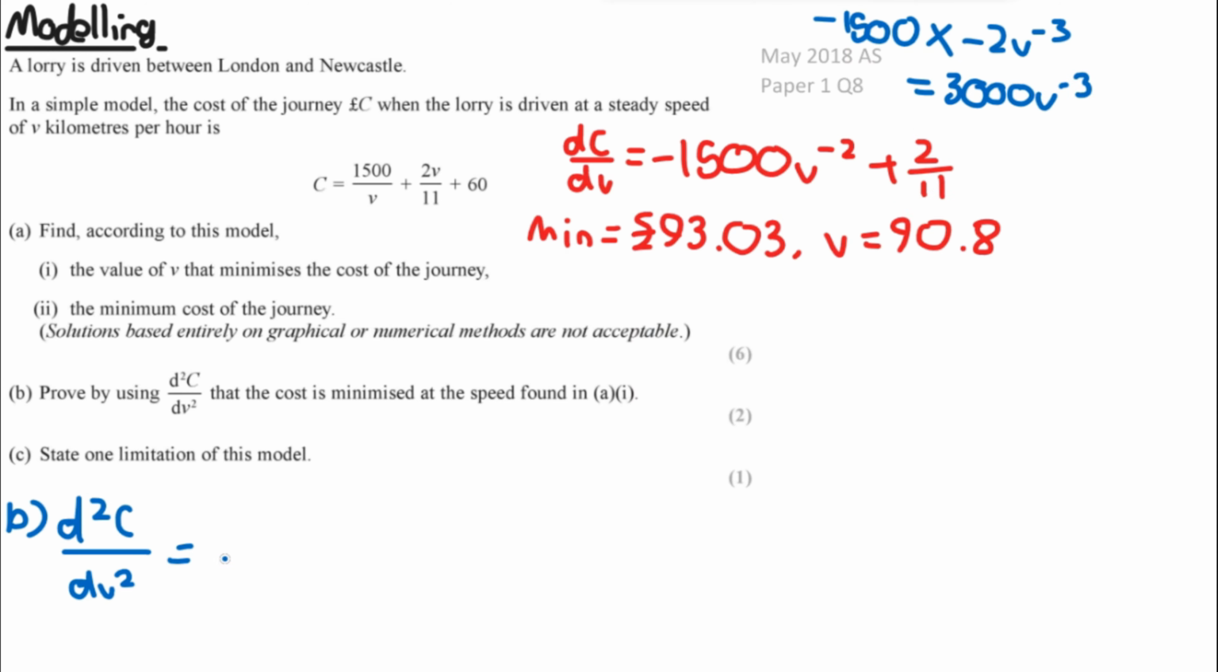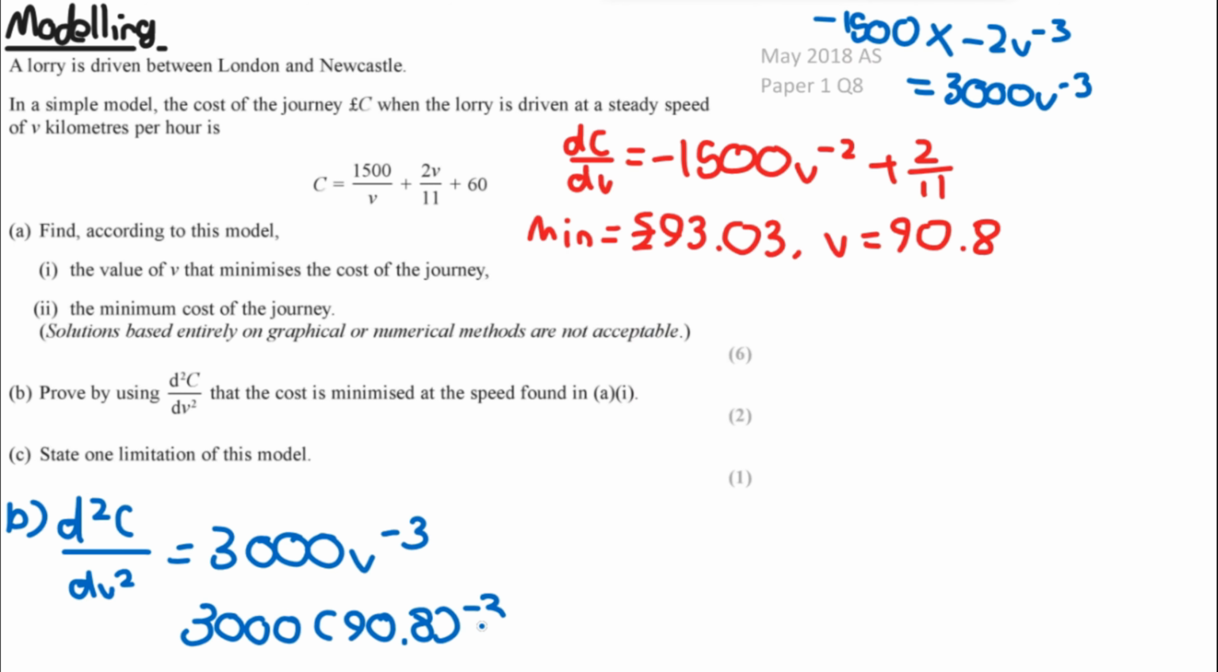So d squared c over dv squared is equal to 3000 v to the minus 3, and then we sub in this value of v, so 3000 times 90.8 to the power of minus 3, and if you put this value in, it gives out a really small value of 0.004, but this is bigger than 0, so it's positive, and therefore as it's positive, it's going to be a minimum.